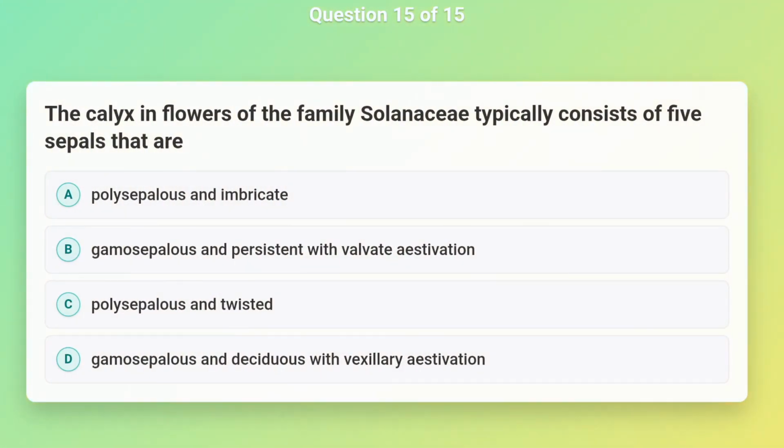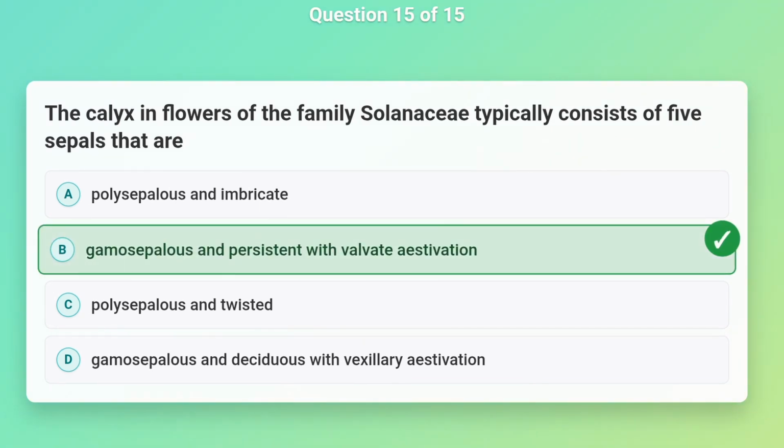The calyx in flowers of the family Solanaceae typically consists of 5 sepals that are gamosepalous and persistent with valvate aestivation.